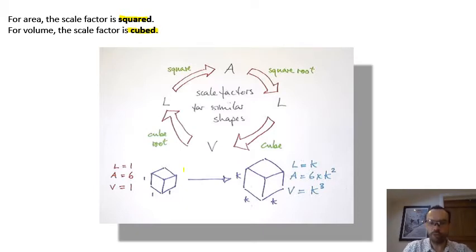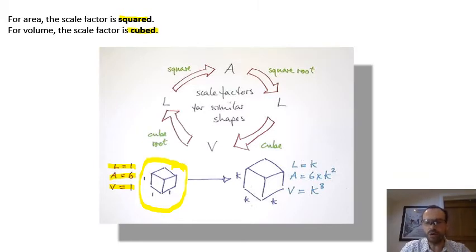Yeah. Before we look at the diagram in the middle, think about this cube. If I make all the lengths 1, then the area is the area of the 6 squares that make up the cube. So the area will be 6 times 1 squared, 6 times 1 times 1, 6. And the volume of something that's 1 by 1 by 1 will be 1 times 1 times 1, 1. A 1 centimetre cube has a volume of 1 centimetre cubed.